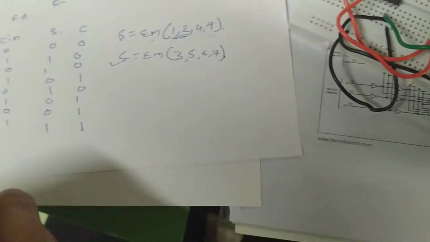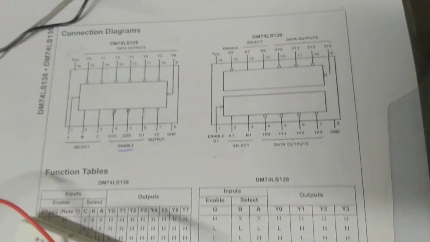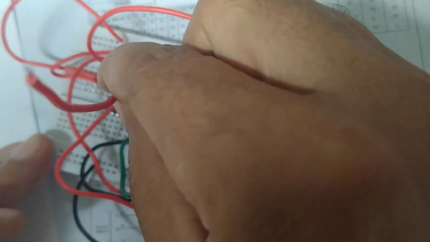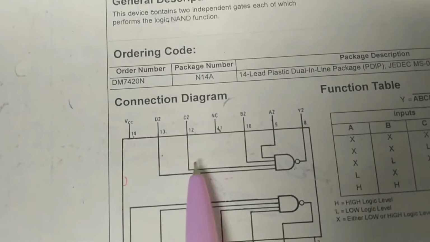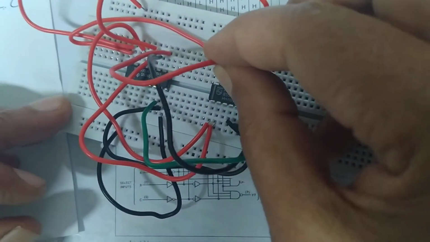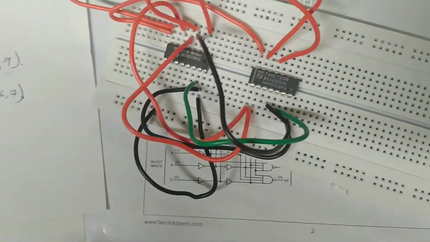Okay. Then Y5. Where is Y5? Y5 is present at pin number 10. So where is pin number 10? This is pin number 10. And it is connected to pin number 12 of the 7420 IC. So pin number 12 of the 7420 IC.